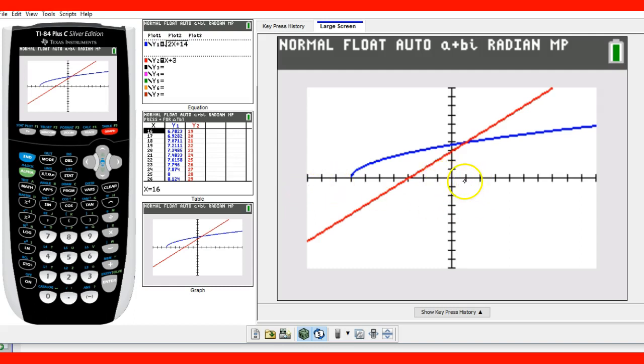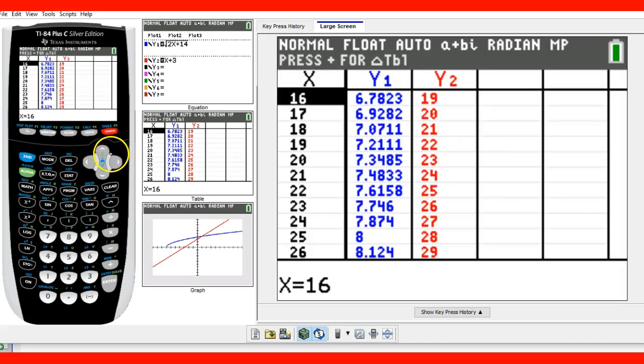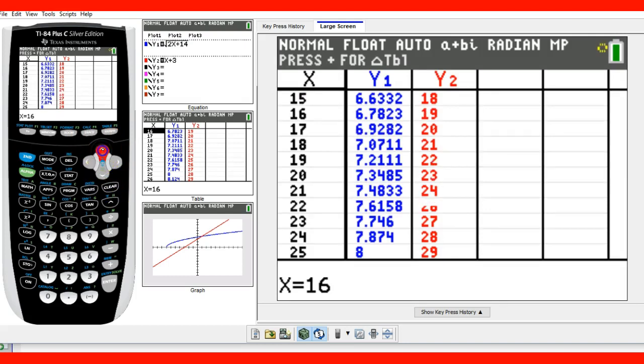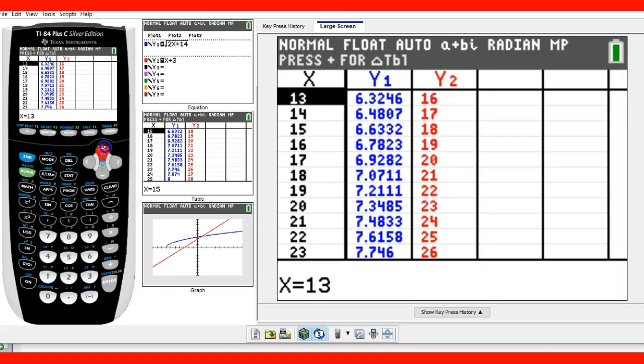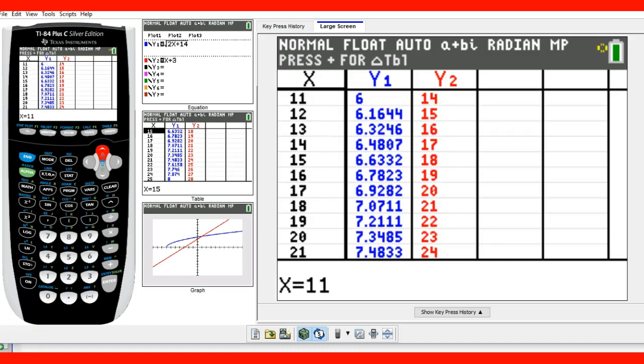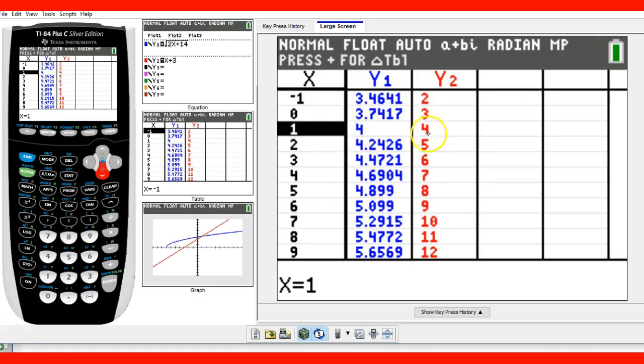If you look, this intersects right here at 1. Right there, it intersects at 1. If you also don't see it, you can consult your table like this. And you see it right there at 1, 4. I see the 1, 4 for y1 and 1, 4 for y2. They intersect right there. So see how they're the same? That's how you know which value it is.